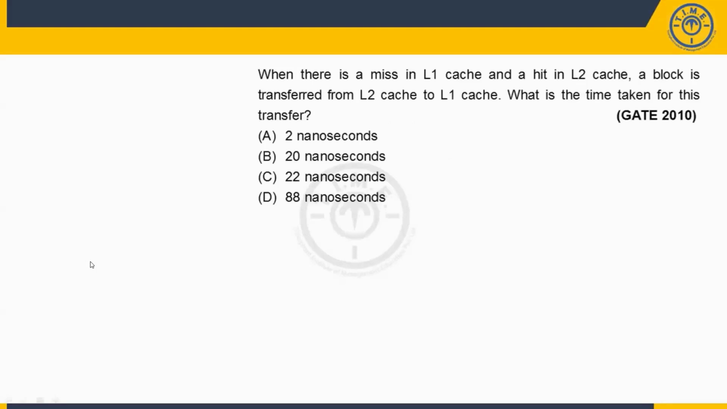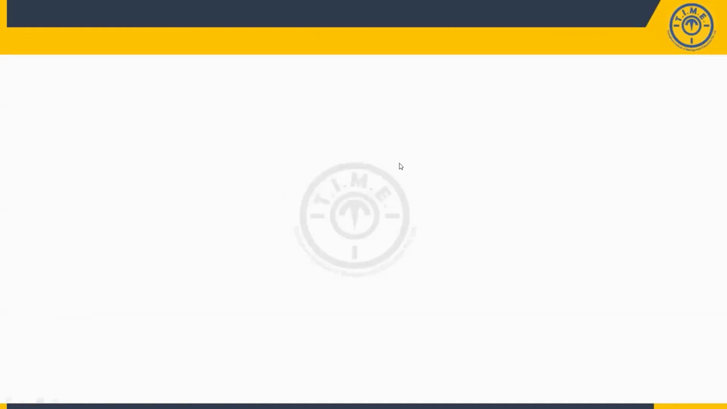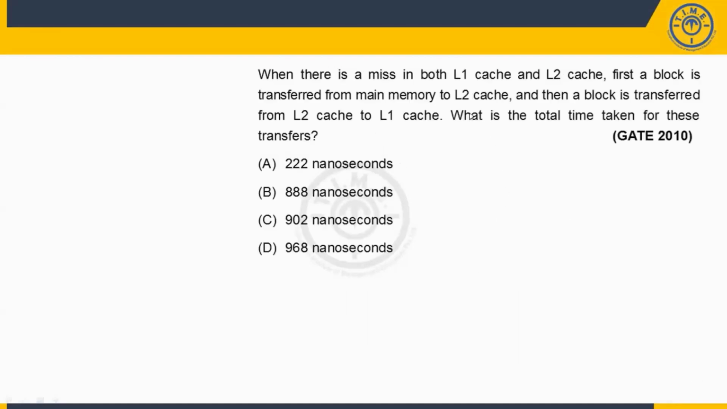Okay. L2 to L1 is 22 nanoseconds. And then when there is a miss in both L1 and L2 cache, first a block gets transferred from memory to L2, then a block gets transferred from L2 to L1 cache. The total time required for this transfer is 902 nanoseconds.